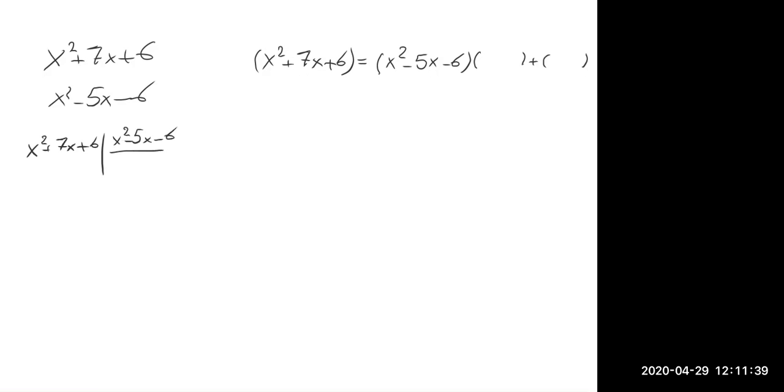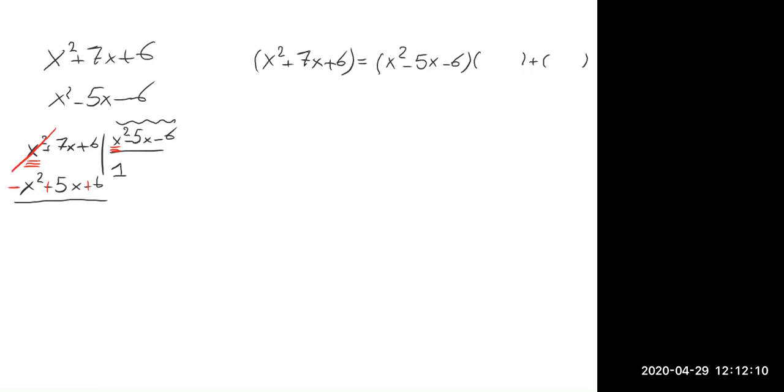Okay, so here the term with the highest degree is x squared. Here it's also x squared. So I just need to multiply it by 1 because 1x squared is equal to x squared. But then I have to multiply it by the rest of terms here. So I would get x squared minus 5x minus 6. Now change the signs here. It's plus, make it minus. It's minus, make it plus. It's minus, make it plus.